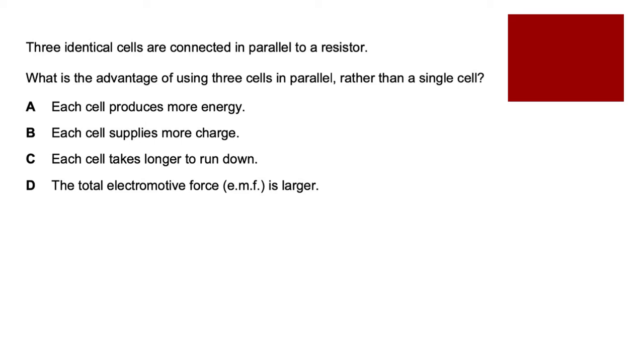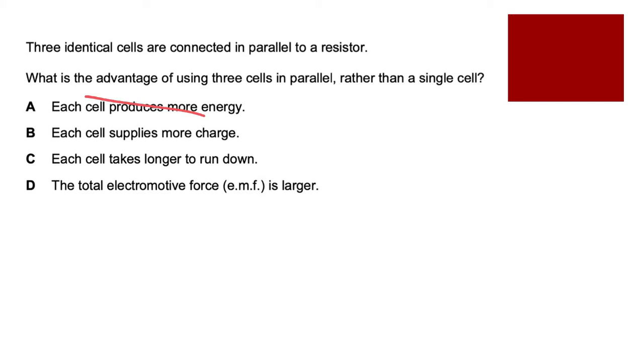Three identical cells are connected in parallel to a resistor. What is the advantage of this? Well, let's check this out. First of all, each cell produces more energy. Energy should be related to the volts, the joules per charge, and it's not going to change the number of volts that each particular cell can produce. So we can cross that off our list.